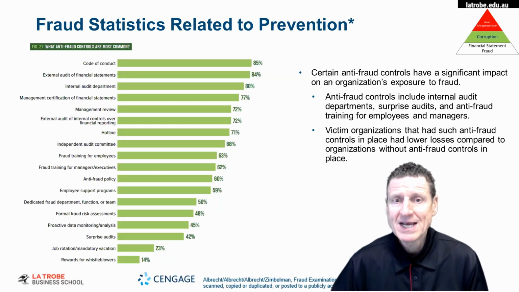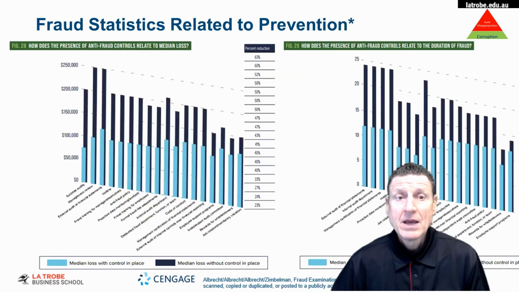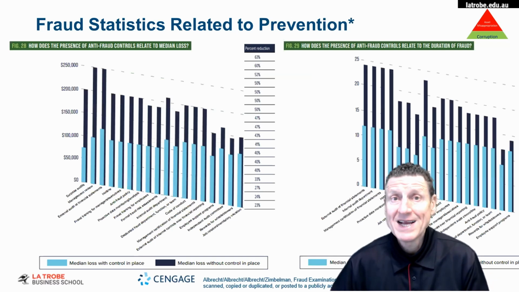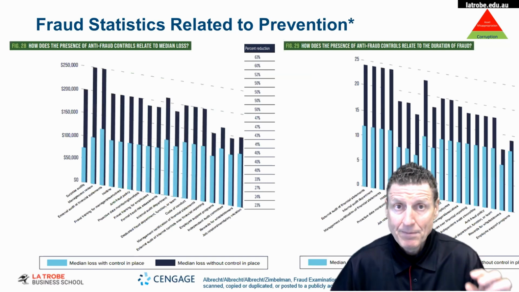Let's go back to the Report to the Nations in our next slide. In the light blue shows the companies that had these prevention controls in place, and I mentioned a few of them in the previous slide. On average, they had a significantly lower median fraud loss compared to those companies that did not have prevention controls in place. And there you have it. This is prima facie evidence that you should be investing in prevention controls to minimize opportunities for fraud.